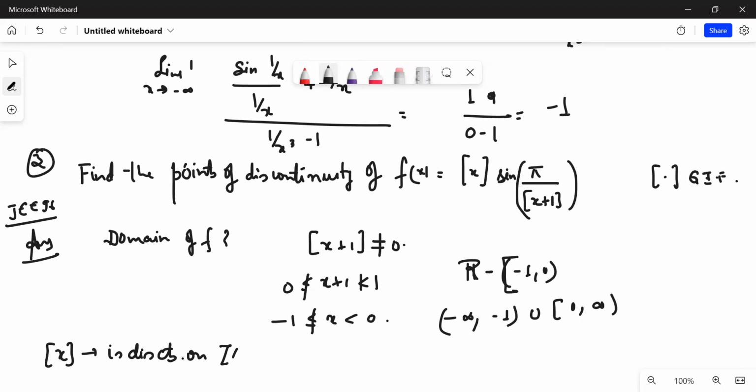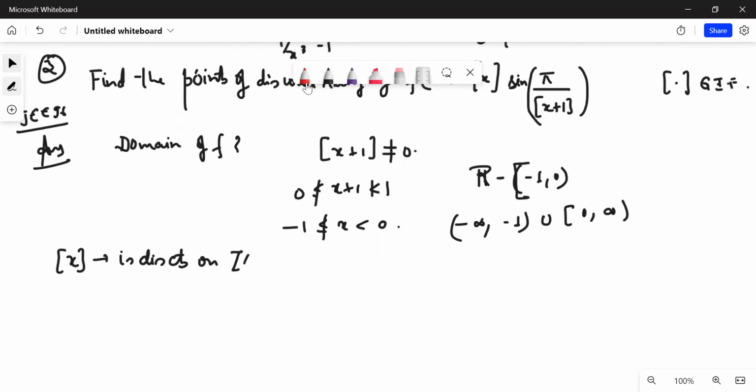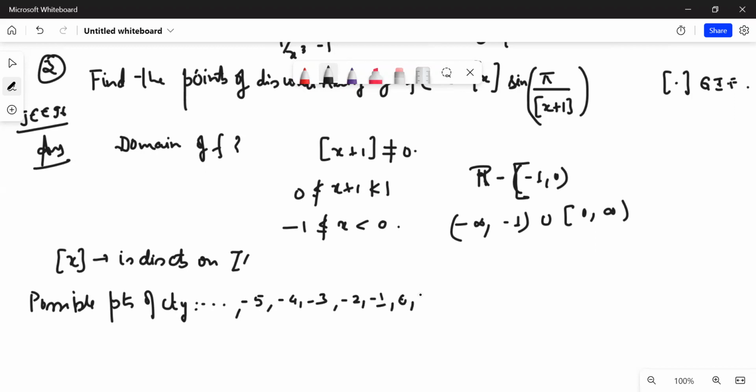Yes, sir. So I'll write what would be the possible points of discontinuity. First, let us write the possible points of discontinuity. So possible points of discontinuity are, let's say, -5, -4, -3, -2, -1, 0, 1, 2, 3, and so on.